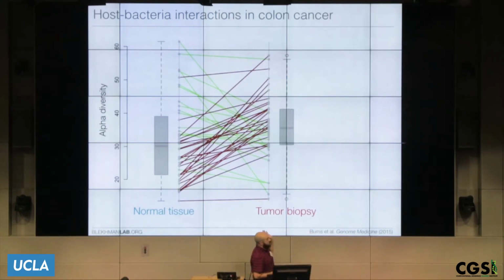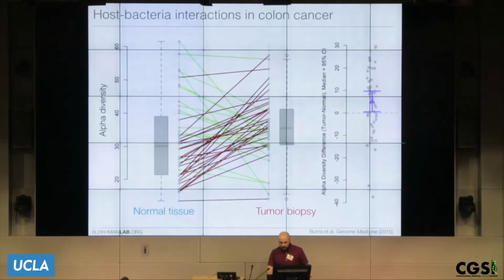The advantage here is that we actually have matched samples. So from each individual, we can match the sample from the normal tissue to the tumor, and we can see whether there was an increase or decrease for each individual. Each line connects the samples from the same individual in the normal tissue and the tumor biopsy, and the red ones are going up, the green ones are going down. This is just looking at the change, basically the tumor minus the normal, the change in diversity with a 95% confidence interval. So this highlights the importance of looking specifically at the tumor and not at fecal samples.